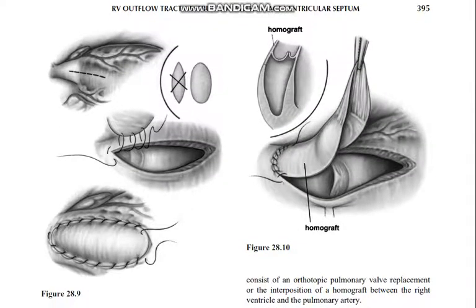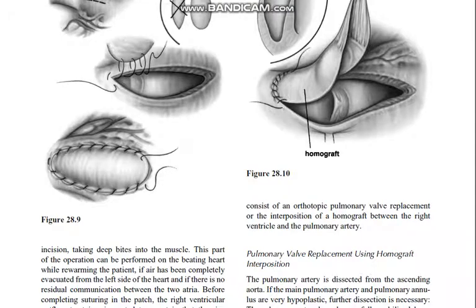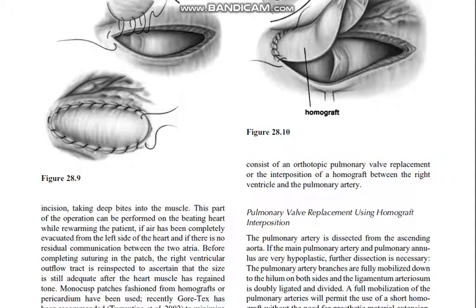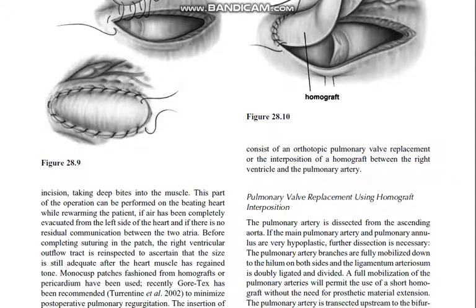Now in this left figure 28.9, you will see that the incision should not be diamond shaped, it should be oval, so as not to have stenosis. Then you will see how they began to sew it, and then at the end of the picture, the ventriculotomy incision, taking deep bites into the muscle.